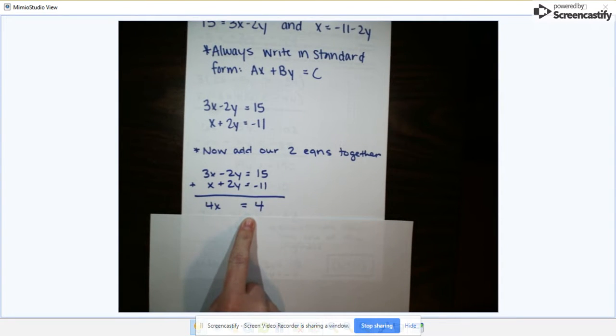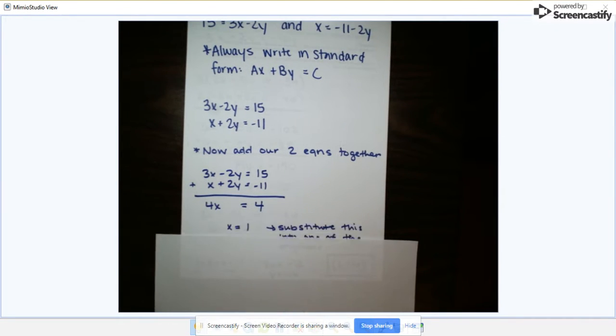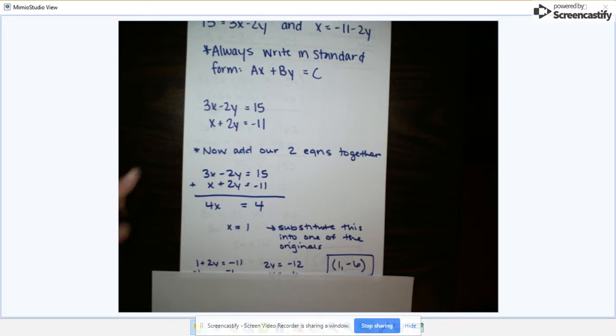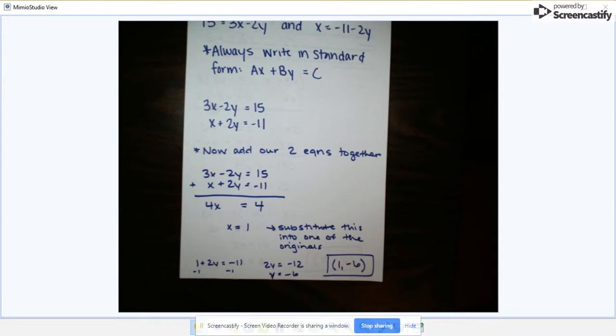So now I have an equation that I know how to solve. So I just divide by 4 and get x equals 1. So we use x equals 1 and substitute it back into one of our original equations to get our y. So I substituted it into the bottom equation, 1 plus 2y equals -11. Subtract 1, divide by 2, we get y equals -6. And we always want to make sure we write our solution as an ordered pair, so 1, -6.